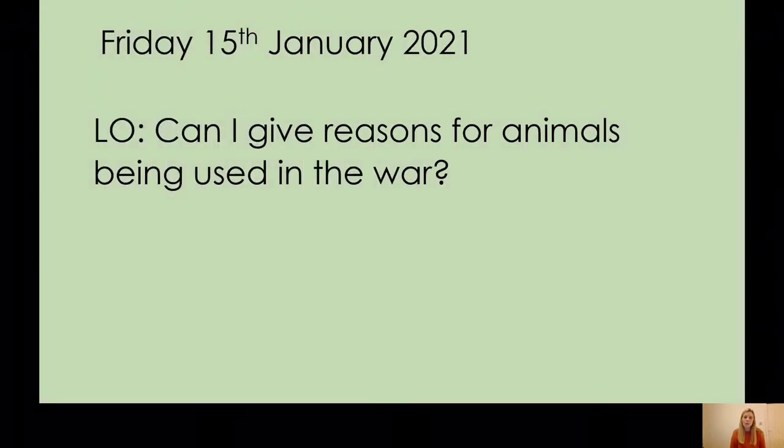On Friday, we'll be continuing with history, but instead of looking at which men were involved in the war, we'll be looking at which animals also fought alongside them. From reading War Horse, we already know that horses were involved within the fighting. However, lots of different animals were also involved, some of which might really surprise you.